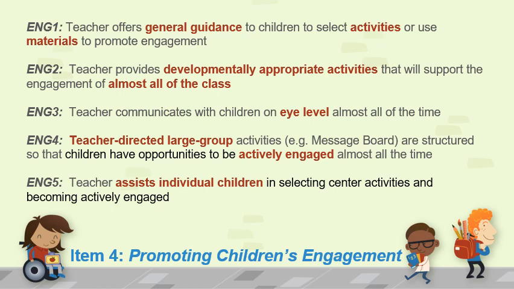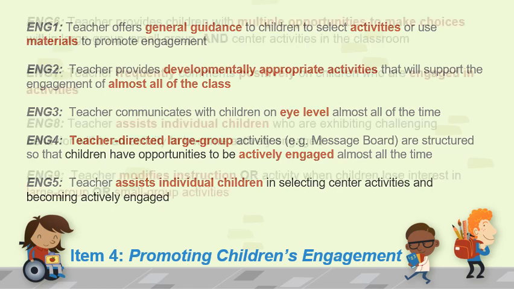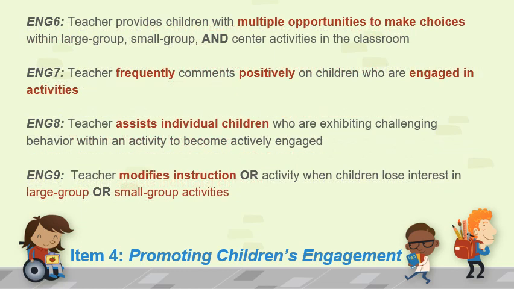ENG5, teacher assists individual children in selecting center activities and becoming actively engaged. Promote active engagement during child-directed activities, for example, work time, by assisting a child picking a center or offering interesting materials. ENG6, teacher provides children with multiple opportunities to make choices within large group, small group, and center activities in the classroom. Multiple opportunities to make choices should occur at least twice in a large group, twice in a small group, and twice in work time.